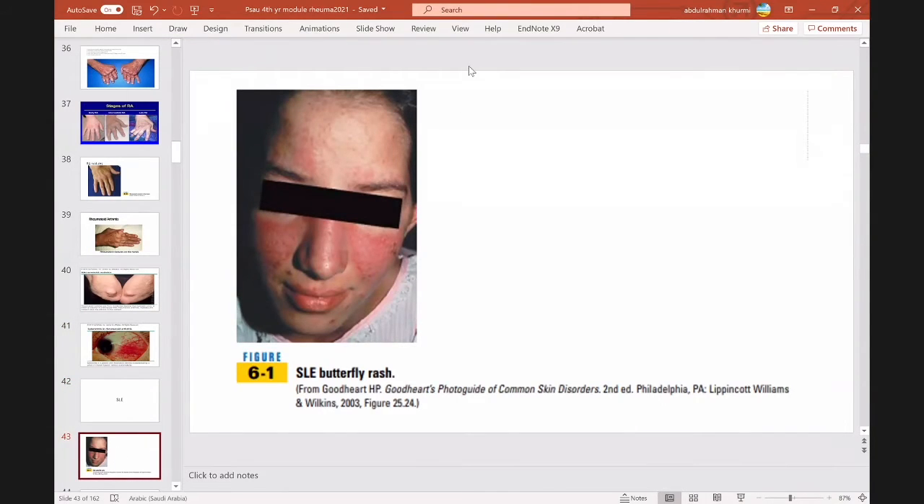Erythema, rash, erythema on the face. Butterfly face.